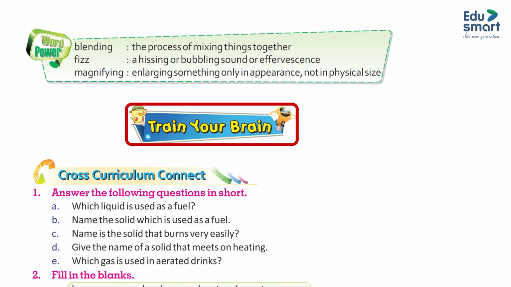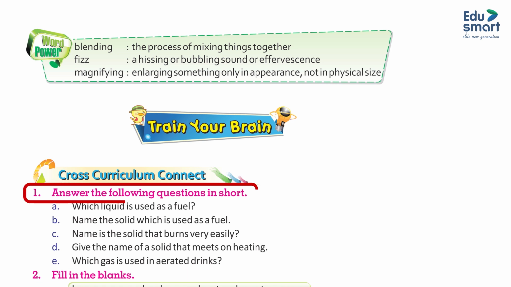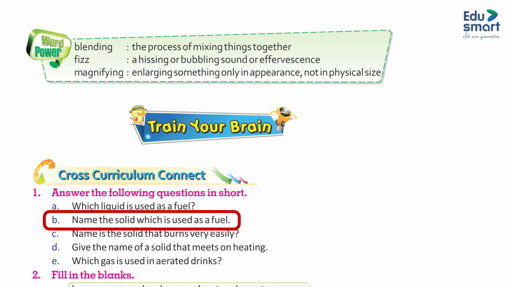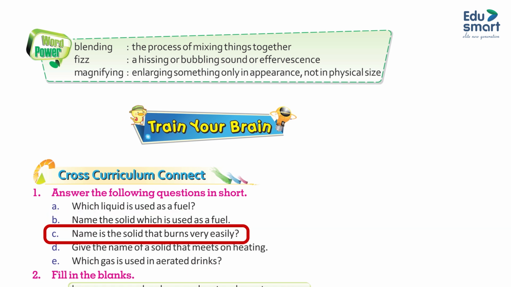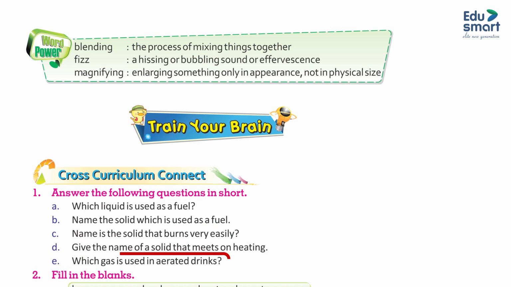Train your brain. Cross Curriculum Connect. 1. Answer the following questions in short. A. Which liquid is used as fuel? B. Name the solid which is used as a fuel. C. Name the solid that burns very easily. D. Give the name of a solid that melts on heating. E. Which gas is used in aerated drinks?